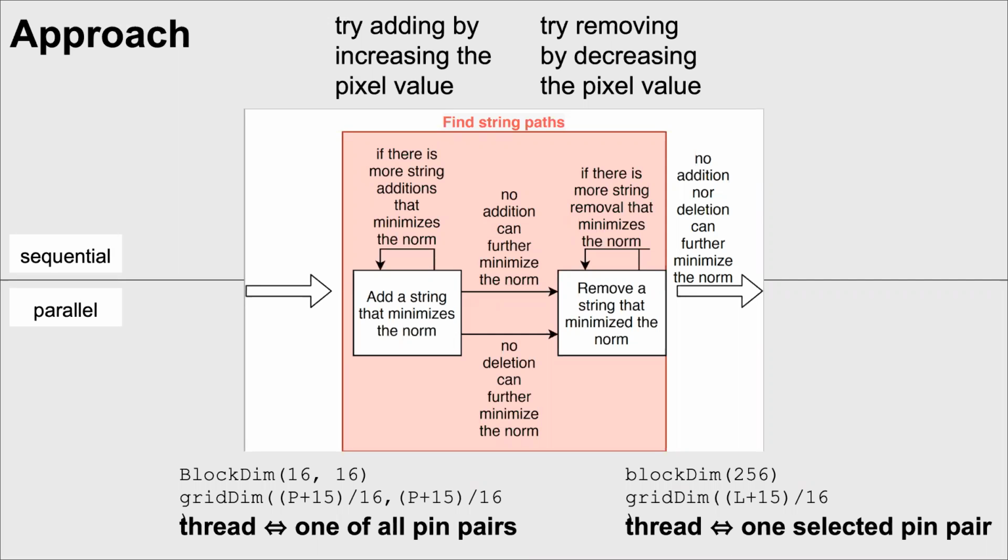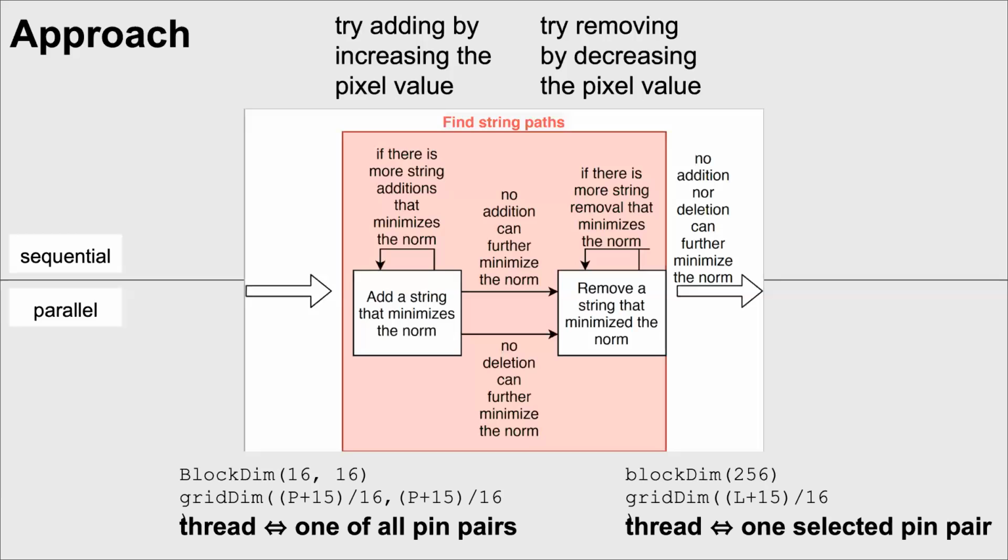Inside the pink box, there are the add stage and the removal stage. The greedy approach starts with the add stage, finding a string that minimizes the norm, adding it, and keep doing it until no more string addition can improve the norm. Then it enters the removal stage. It looks at all the previously added lines and computes the norm for if the line is removed. If the new norm is better than the current norm, it removes the line. This is done to every string until no more removal can improve the norm. Then it enters the addition stage again. It alternates between the two stages until no addition or removal can further minimize the norm.